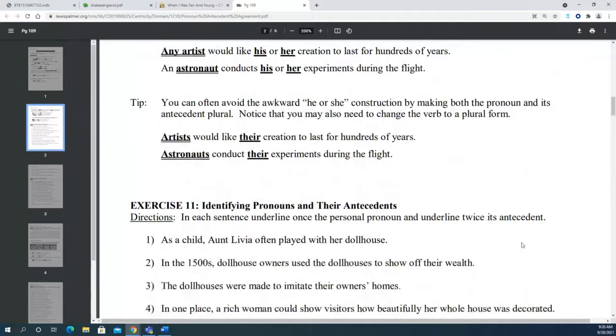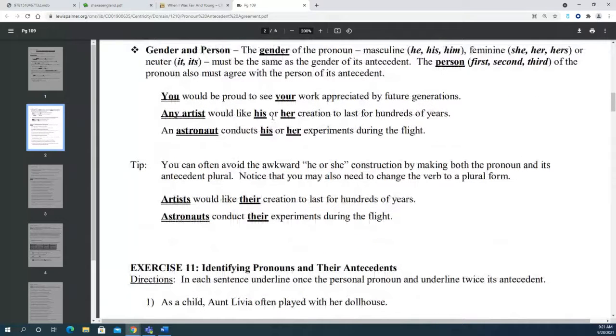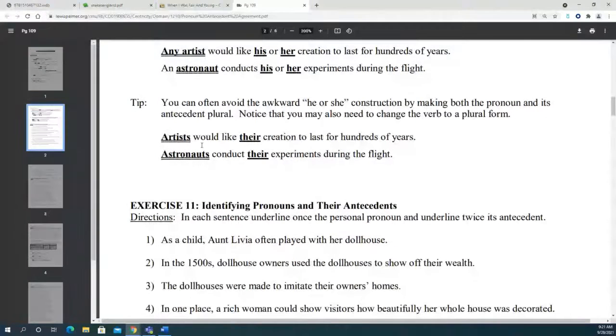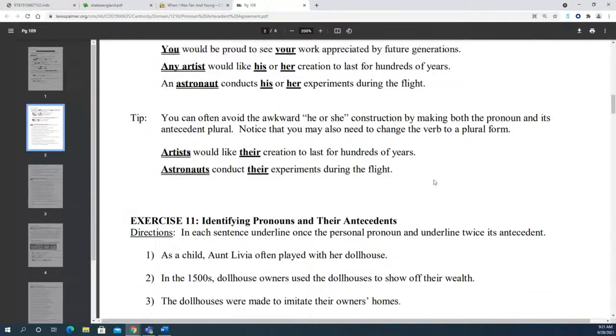It says you can often avoid the awkward he or she construction by making both the pronoun and its antecedent plural. Notice that you may also need to change the verb to a plural form. So here, if you want to avoid having a lot of this his and her or he or she throughout your paragraphs and throughout your essay, then just make them both plural. But you may have to change that verb tense. Artists would like their, notice, plural, creation to last for hundreds of years.